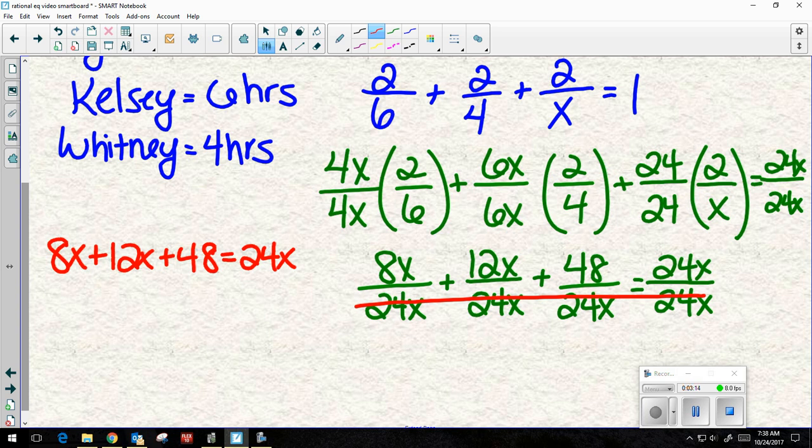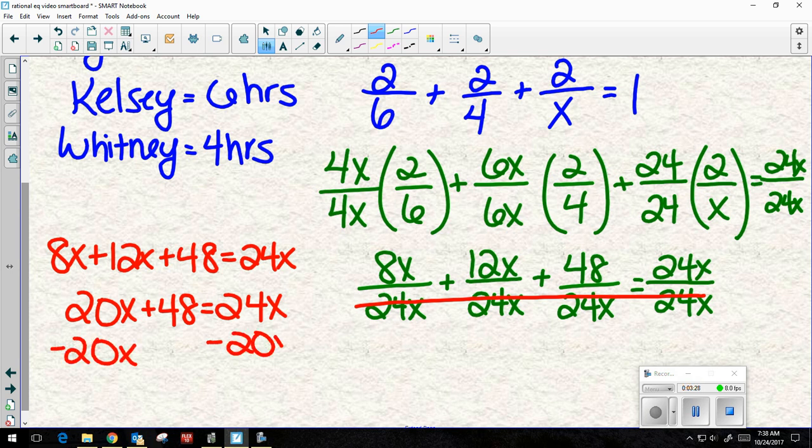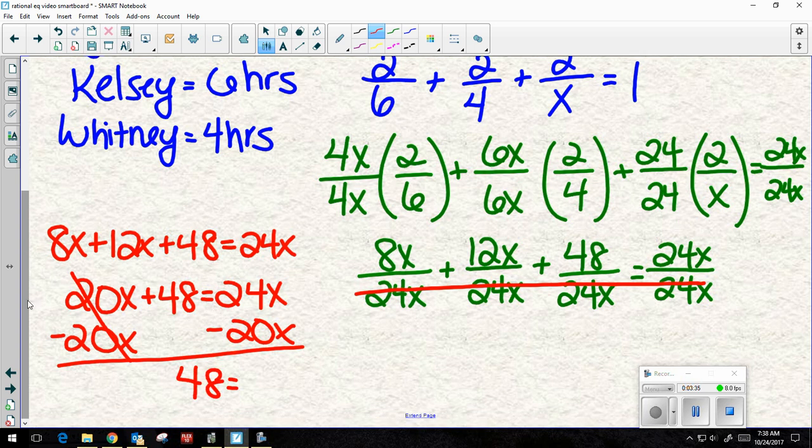On the left side, I can combine like terms. 8x plus 12x gives me 20x, and then everything else stays. I'm solving for x, so I'm going to subtract 20x on both sides. I'm left with 48 equals 24x minus 20x is 4x.